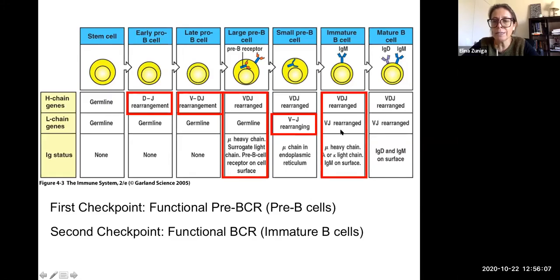B cells. So in this transition between the end of the small pre-B cell and the immature B cell is when there is expression of this functional BCR. If this BCR is functional, now the cell can mature into an immature B cell that will express that functional BCR, that immunoglobulin M on its surface.